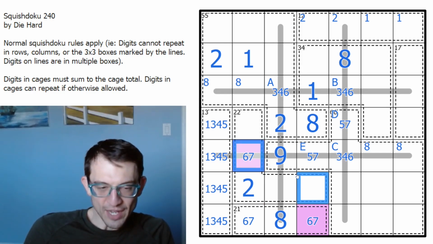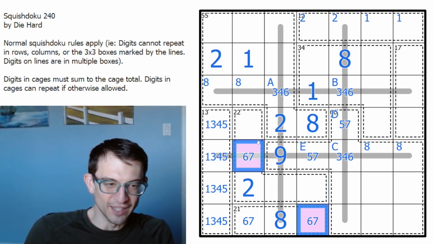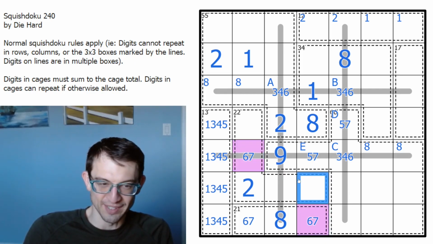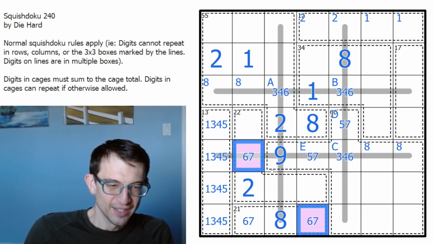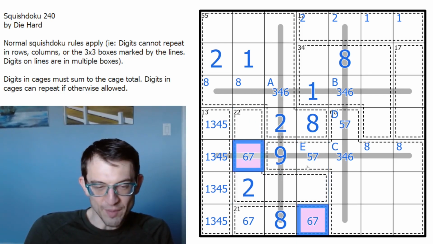If I can get away without having a 6, then I have more ambiguity, but you'll see that we can't get away without having a 6. So suppose there's no 6 in this 22 cage. Well, that means this is a 7, right? And there's no 6. So again, how do I maximize the rest of the grid?